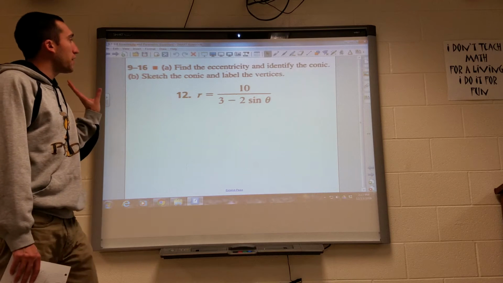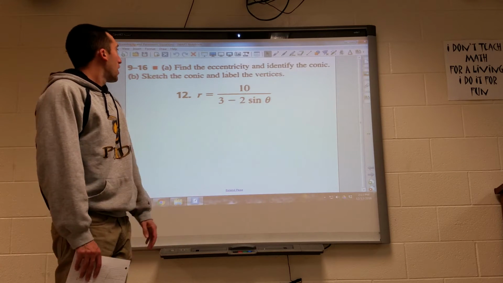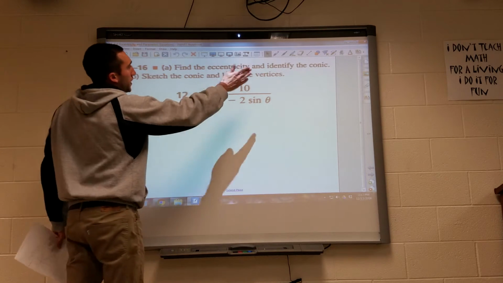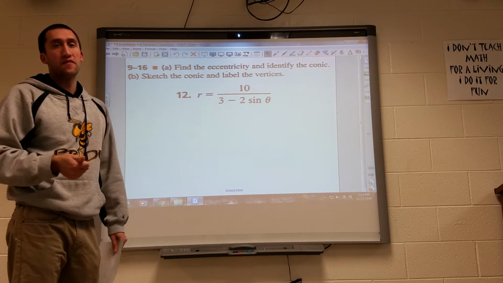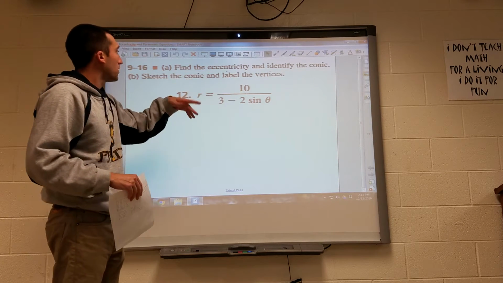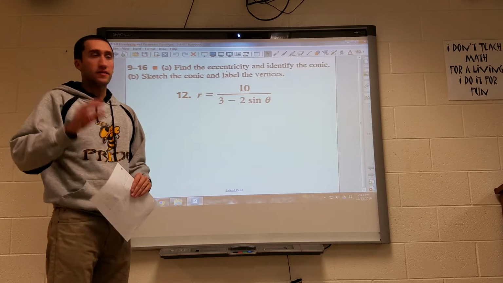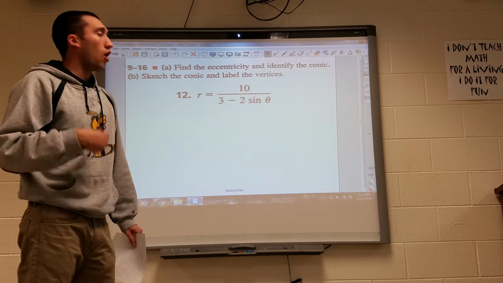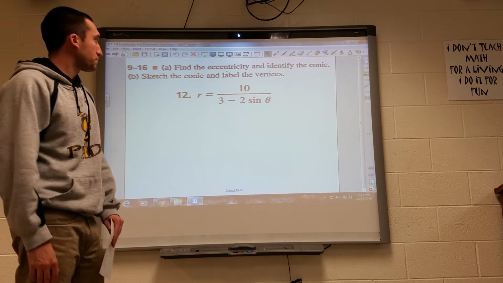So, if we're given this polar equation, the first thing we have to do to identify the conic, and we're really only worried about identifying the conic. We're not worried about graphing it or labeling the vertices. All we want to do is identify the conic.